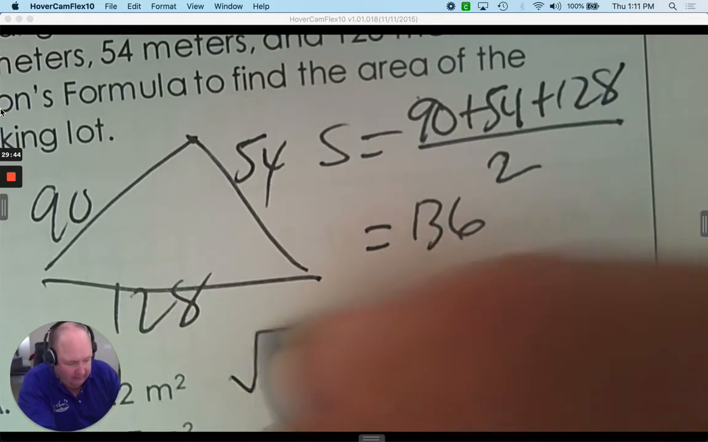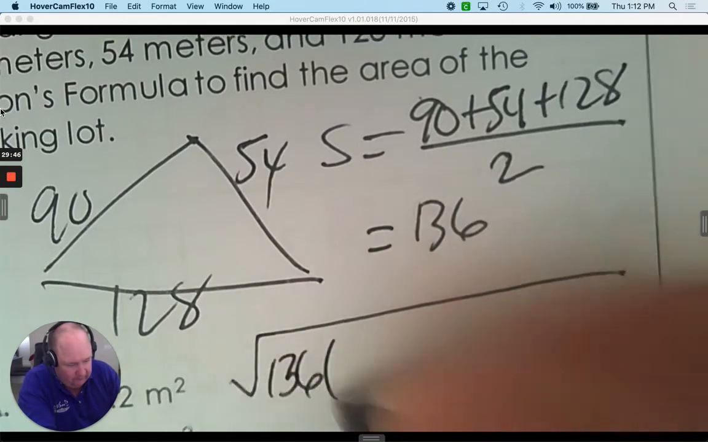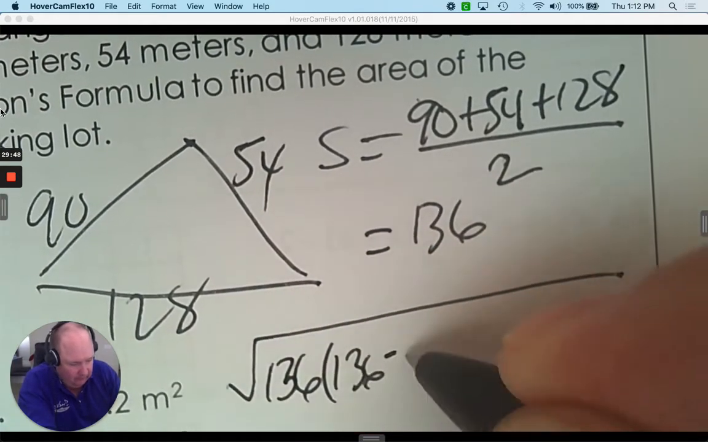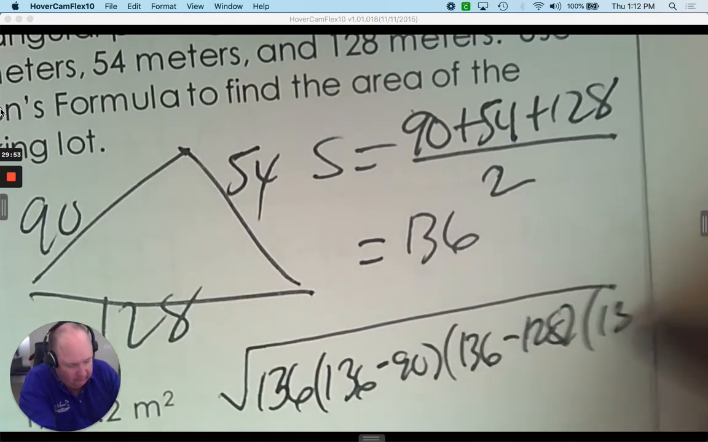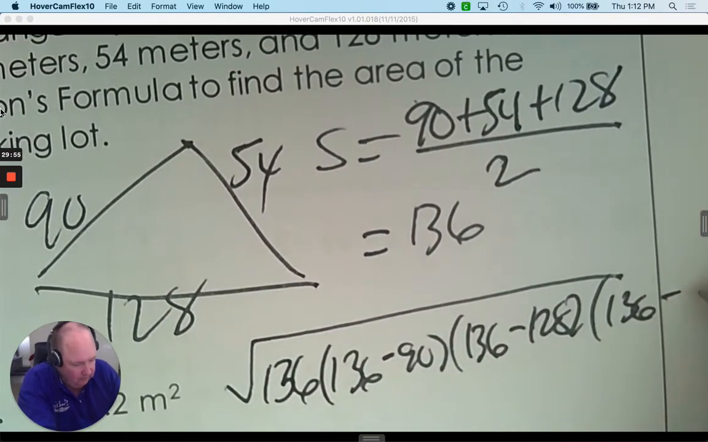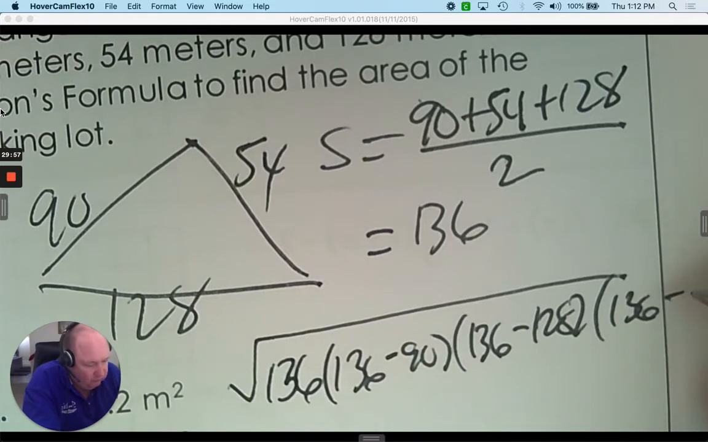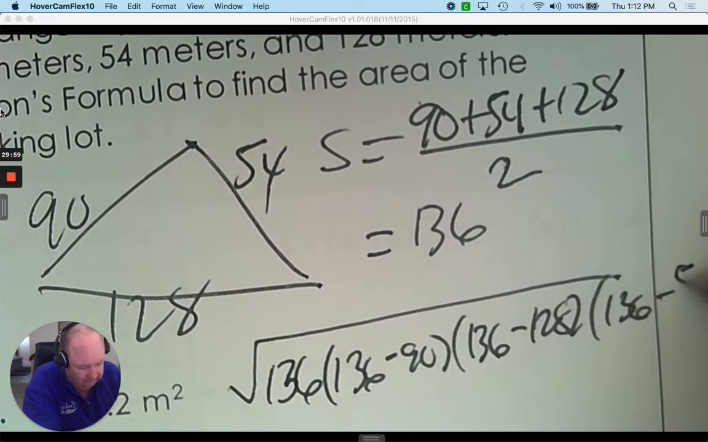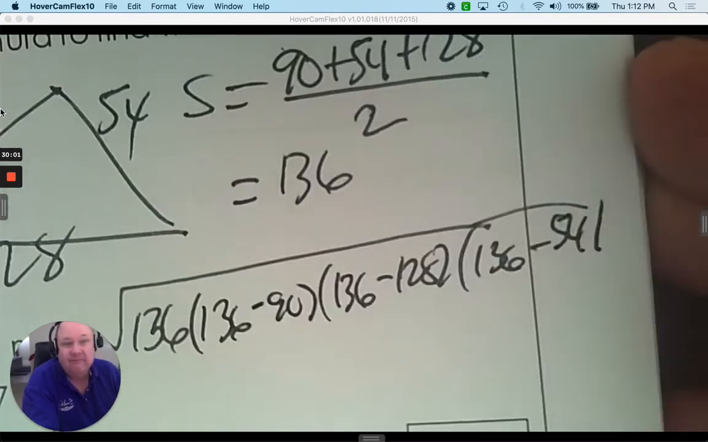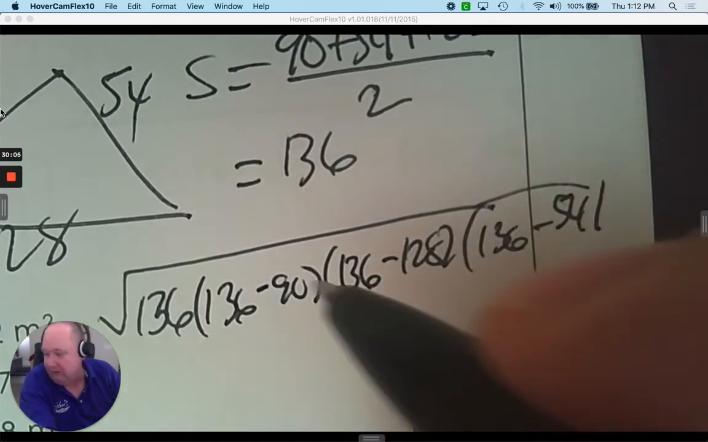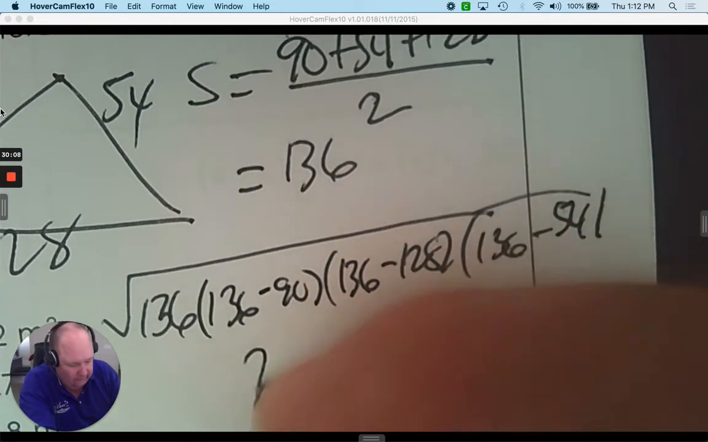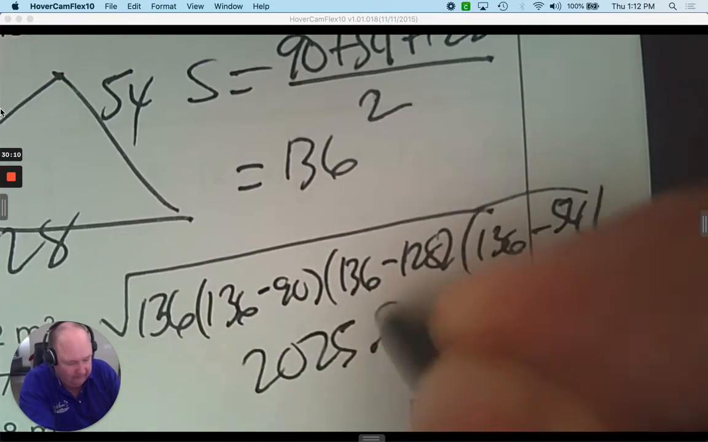Then the formula is 136, 136 take away 90, 136 take away 128, 136 take away 54, what am I left with? 154. So 136, then 136 take away each side, and then you get the answer, 2025.8. So the answer was C.